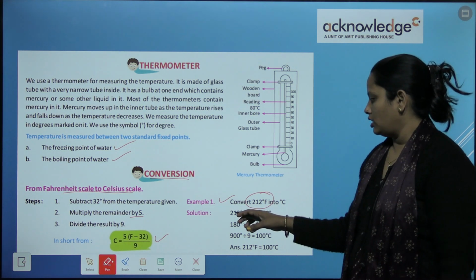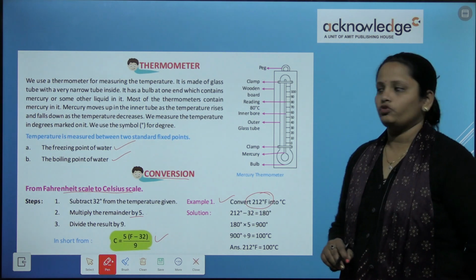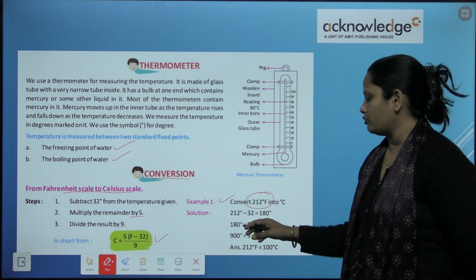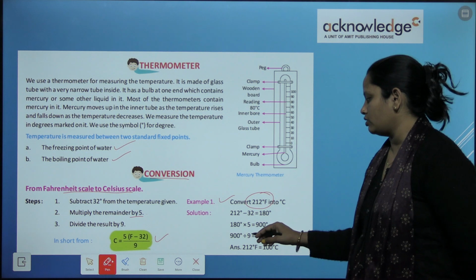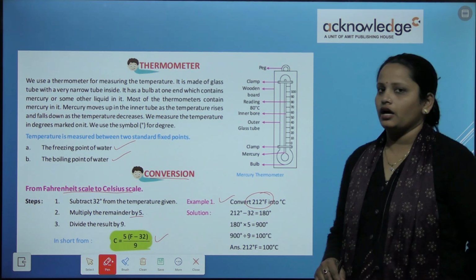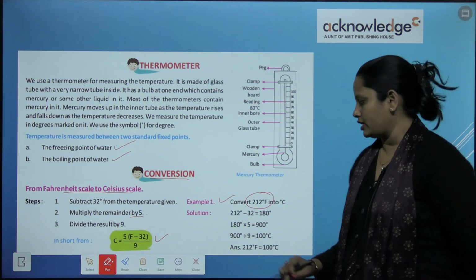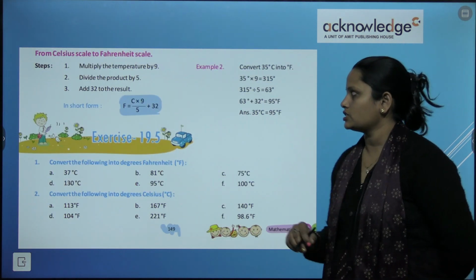So first let's subtract 32 from this. On subtracting 32 we get 180. Now we multiplied 180 by 5, so it became 900. Now what will we do with this 900 by 9? Divide. So here it is 100. So 212 Fahrenheit is equal to 100 degree Celsius.